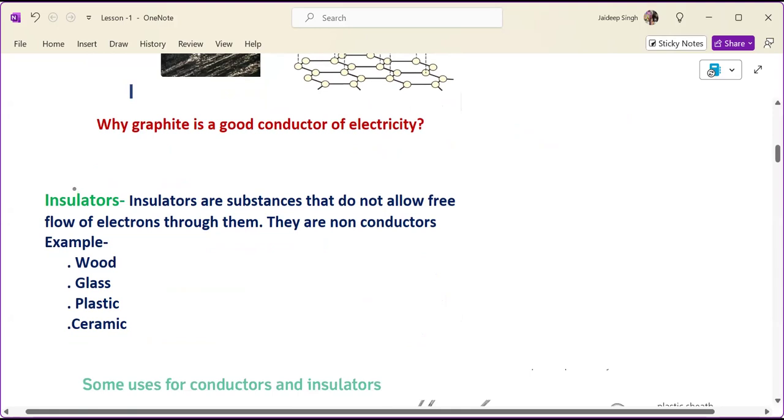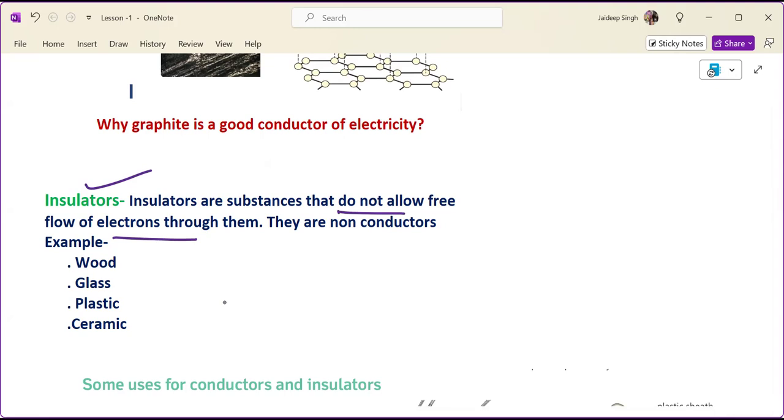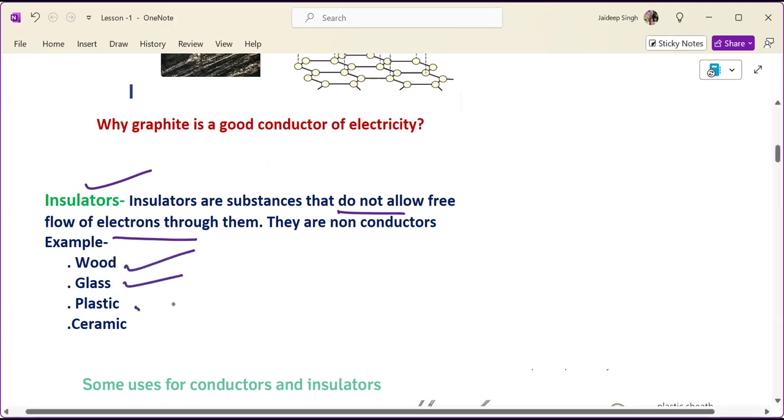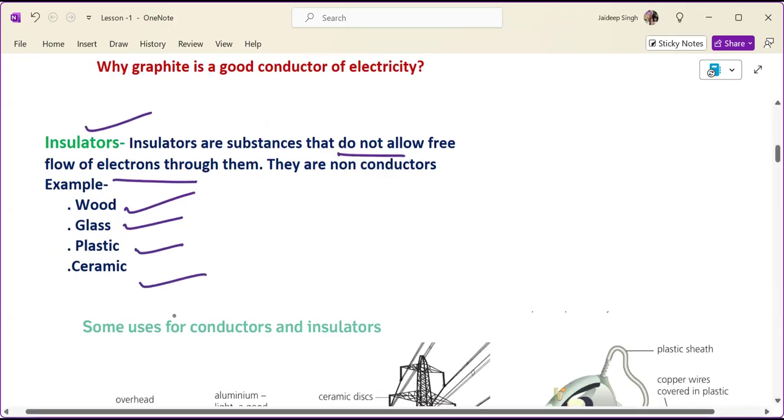Let's talk about insulators. Insulators are substances that do not allow free flow of electrons through them. We should remember that electricity is the flow of electrons. The flow of electrons in a conductor is known as electric current. Examples of insulators: wood, glass, plastic, and ceramic.